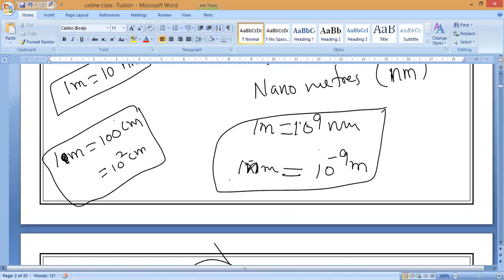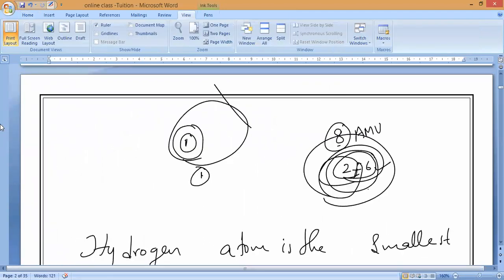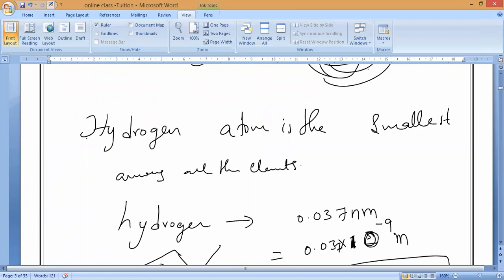So what unit can we measure the size of atoms in? Nanometer. A nanometer equals how many meters? 10 power minus 9 meters. Next, hydrogen is the smallest atom among all the elements. Different atoms have different sizes.